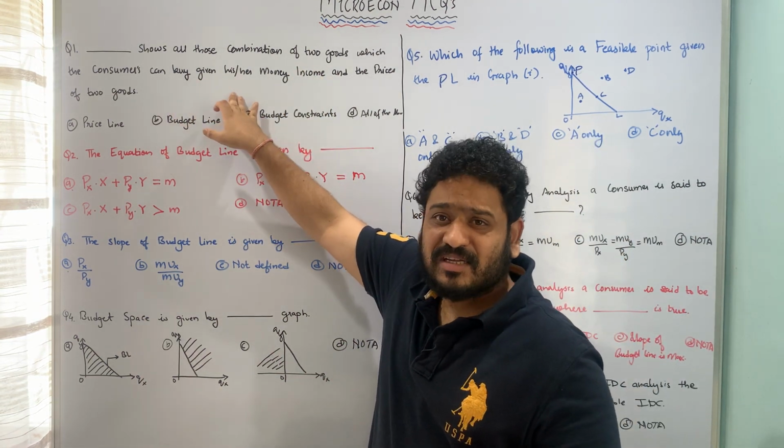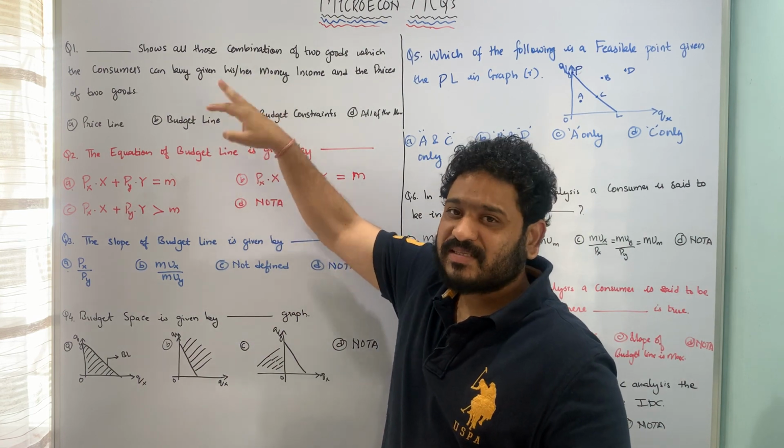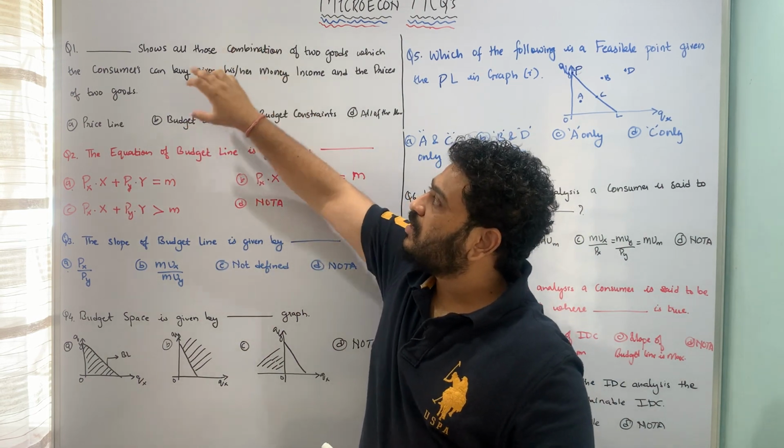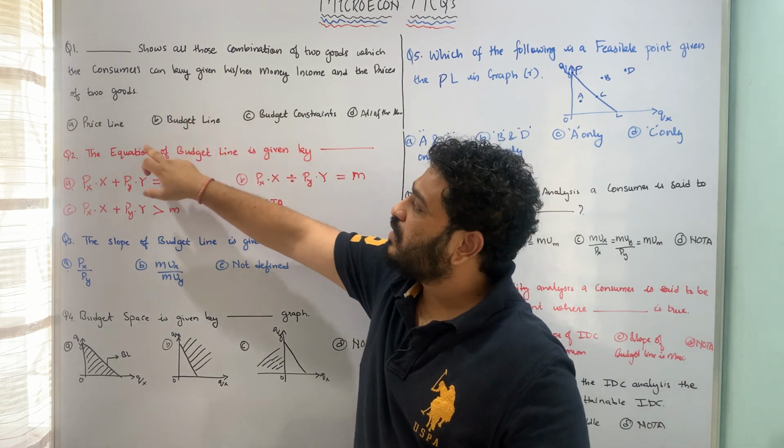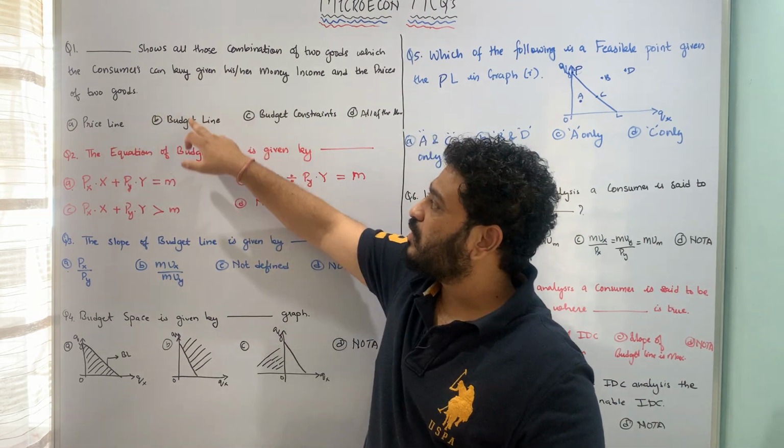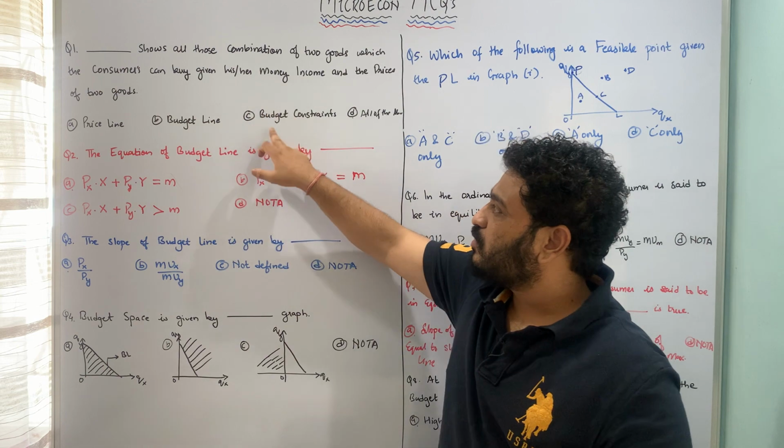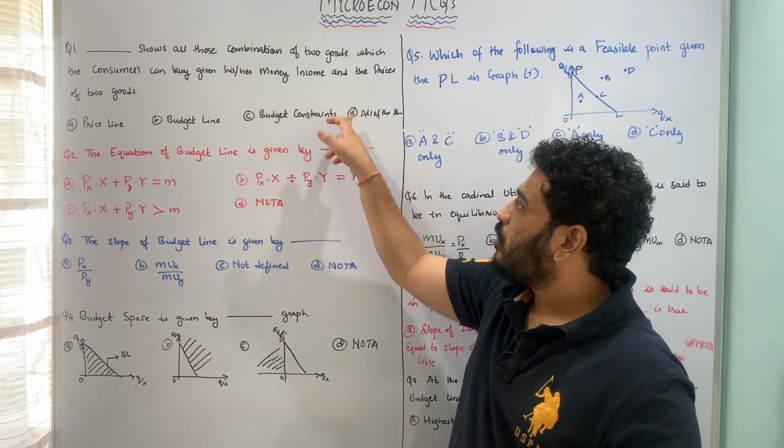buy given his money income or her money income and the prices of two goods. What do you call such a combination of things? Whether you call it to be a price line, whether you call that to be a budget line, whether you call it to be a budget constraint, or all of the above.